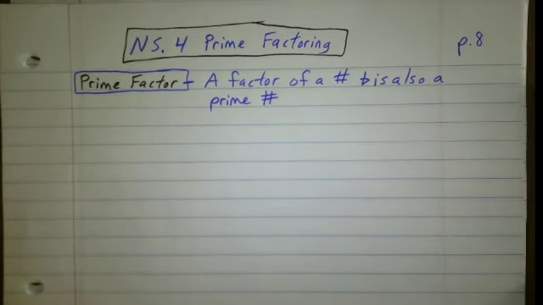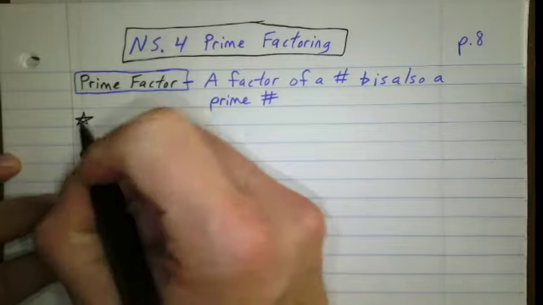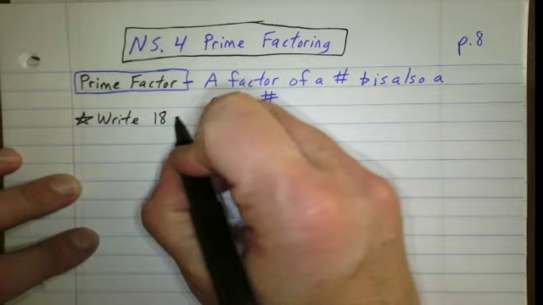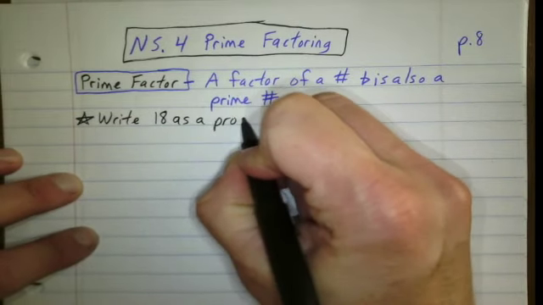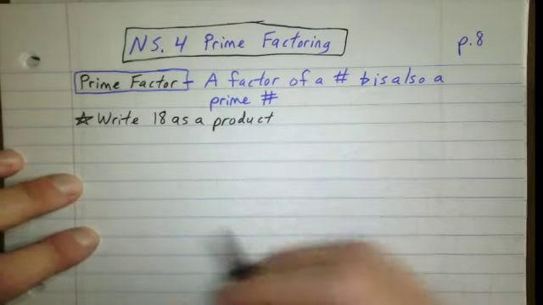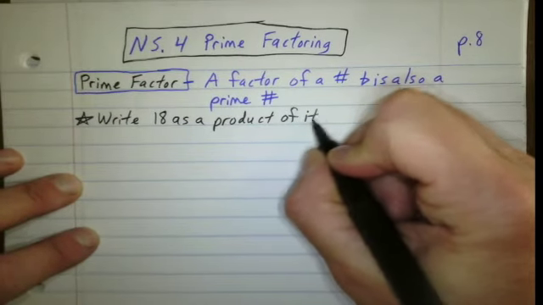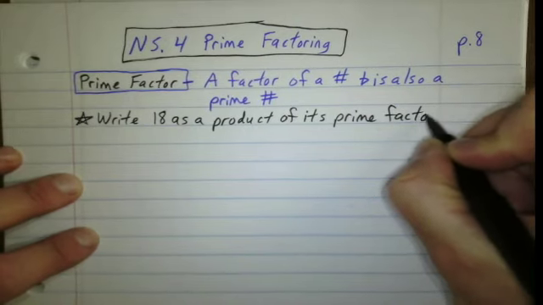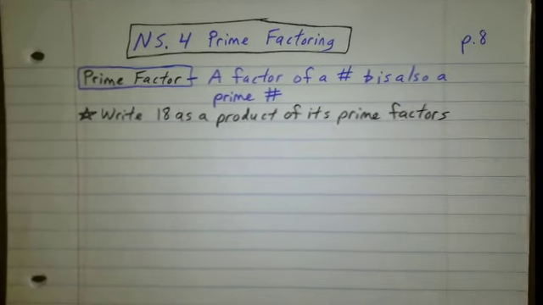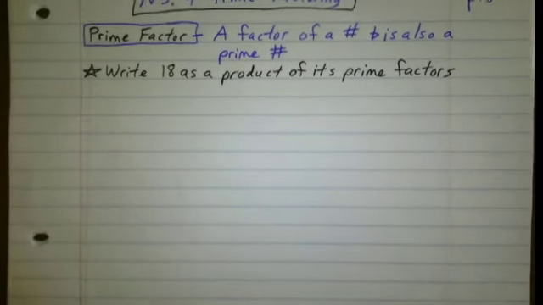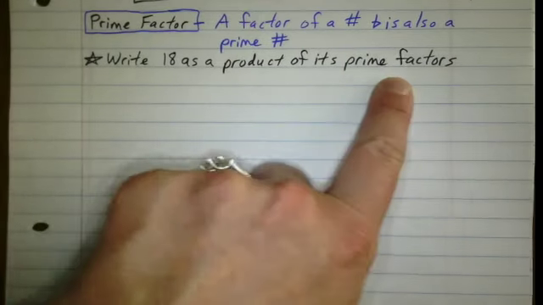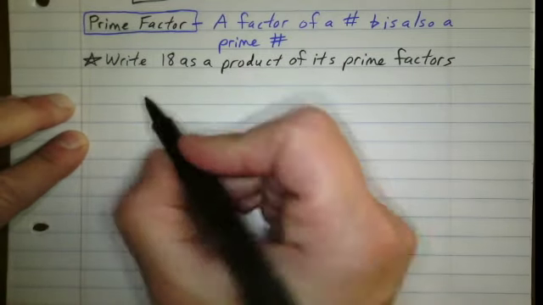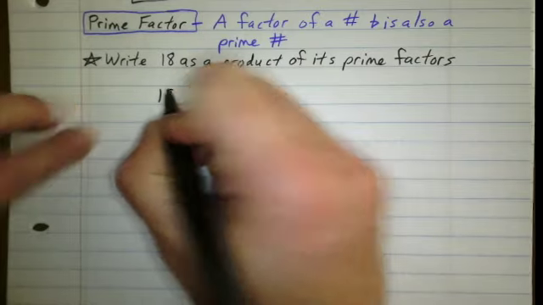So in today's prime factoring notes, put a star here, the directions say, write 18 as a product, so product means we're multiplying, of its prime factors. Give you a chance to write the directions. Those are kind of confusing, so we're going to talk about that. If you're writing 18 as a product of its prime factors, we're going to do something that I call the ladder method. So 18 is our number, so I'm skipping a line.